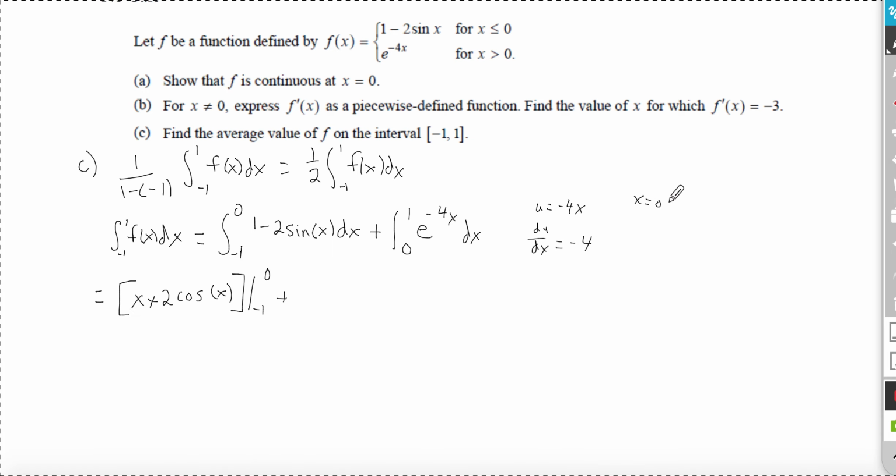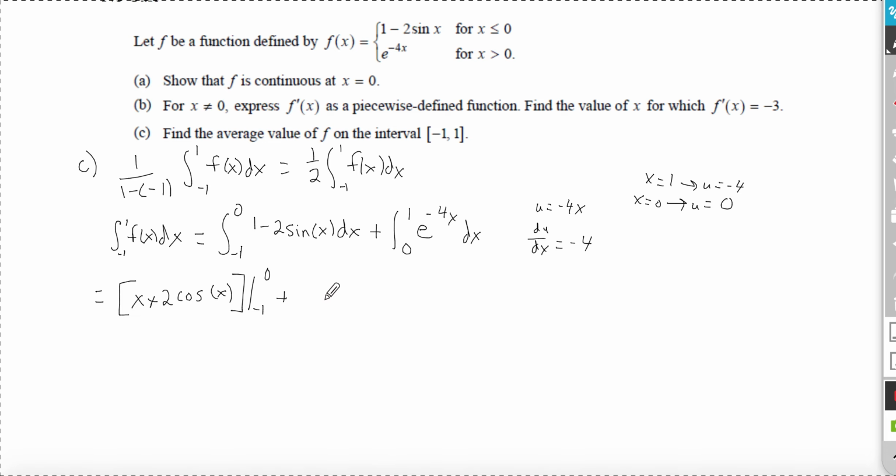When x is 0, u would be 0. When x is 1, u would be -4. You can go through that whole process, but I encourage you to use our fast u substitution that we have called it this year. And what is the antiderivative of e to the -4x?